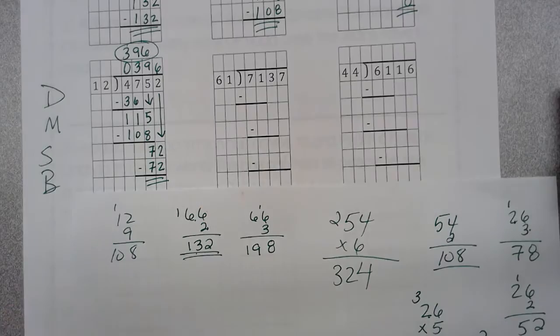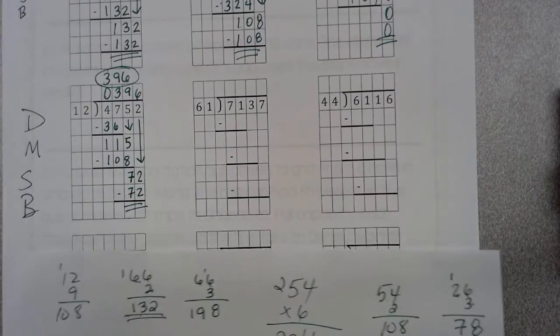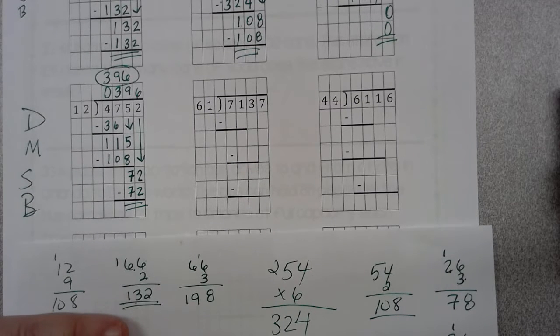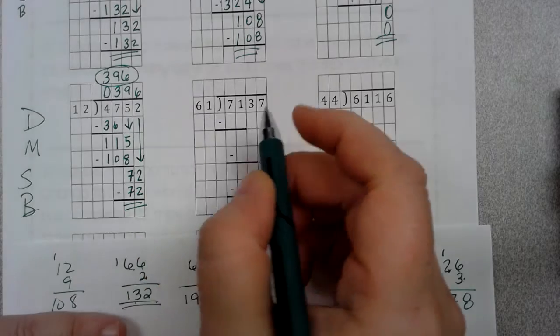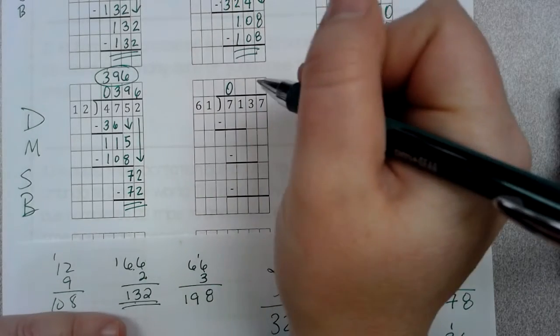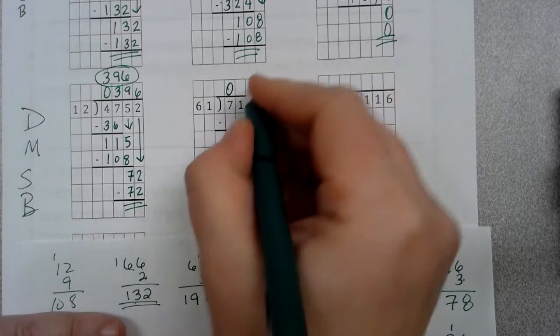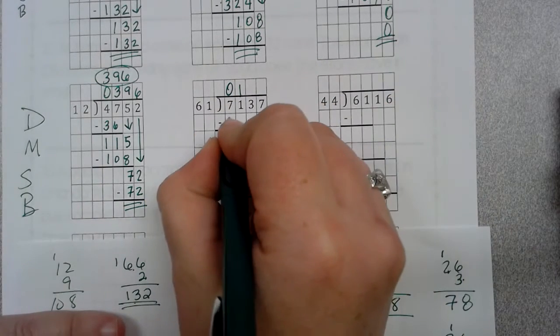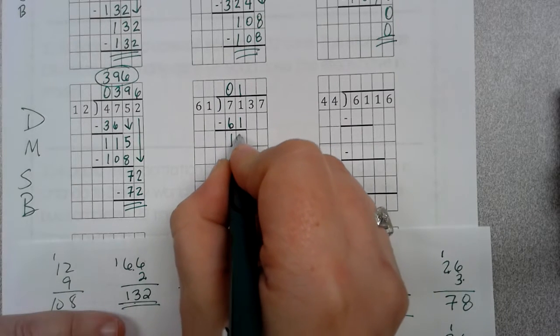396. Okay, same thing here. I have 7,137 divided by 61. How many times will 61 go into 7? 0 times. But 61 will go into 71 1 time. We don't even really have to do the math on that one. If I take 61 away from 71, I get a difference of 10.